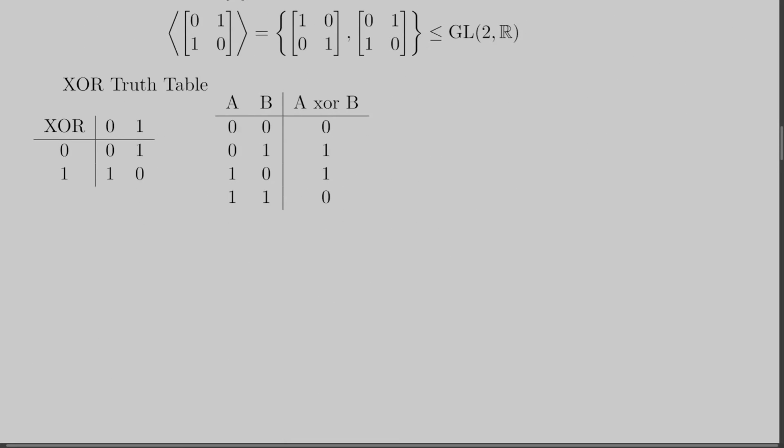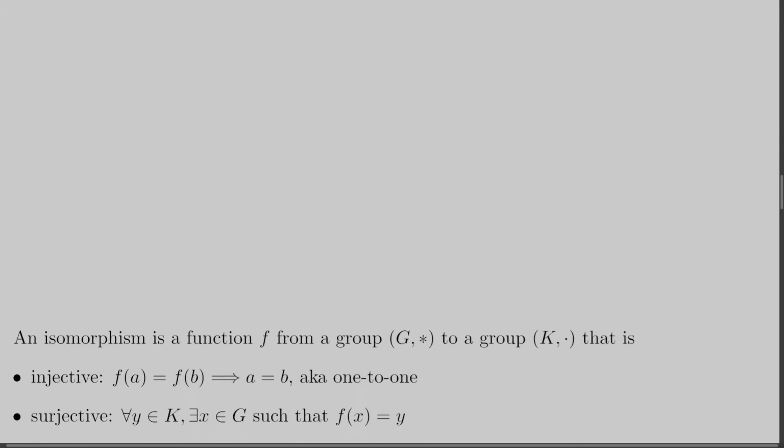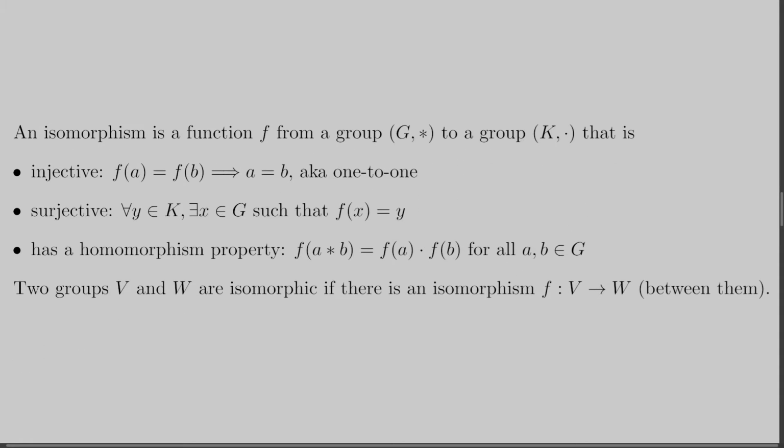Here are some facts about cyclic groups. There is only one infinite cyclic group up to isomorphism. That is, any infinite cyclic group is isomorphic to the group of integers. For each natural number n, there exists only one cyclic group of size n, up to isomorphism. Here are the definitions of isomorphism and isomorphic. In a nutshell, an isomorphism renames the group elements but preserves the group structure.